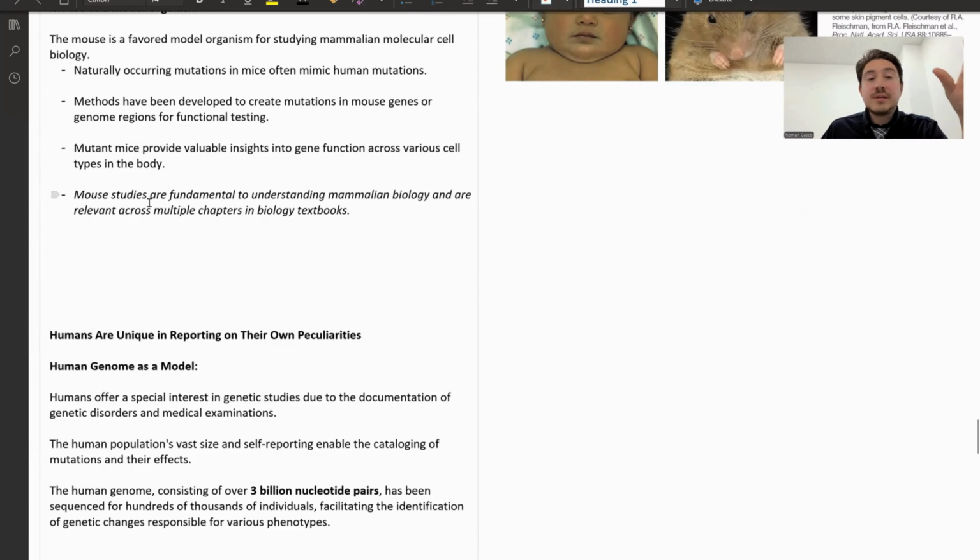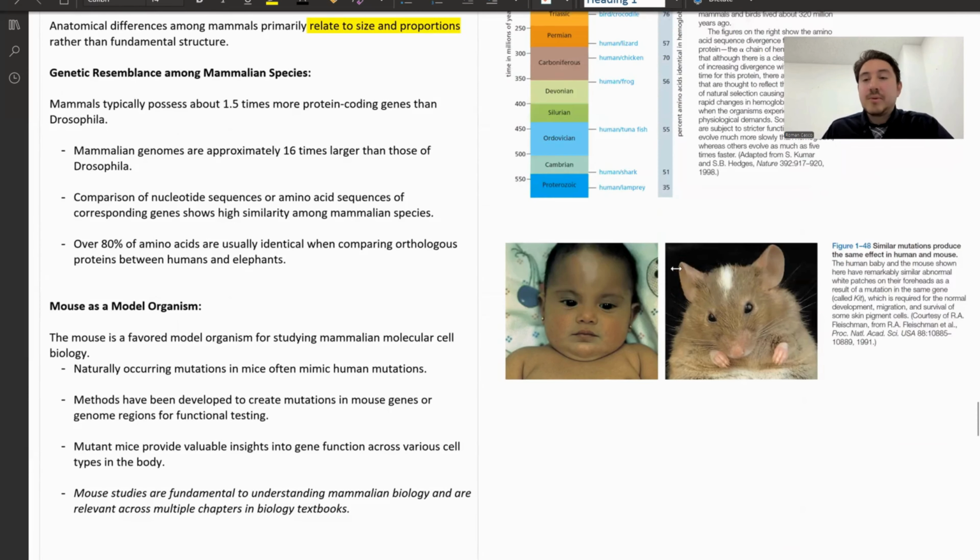So, mouse studies are fundamental to understanding mammalian biology, and are relevant across multiple chapters in biology textbooks. Right? Very nice example here.